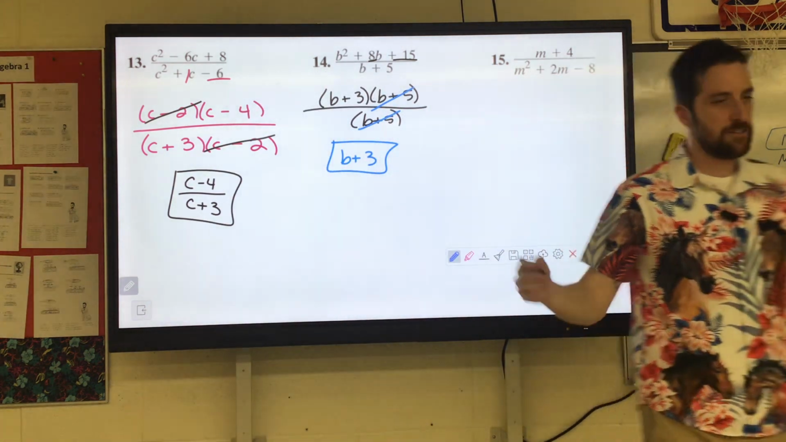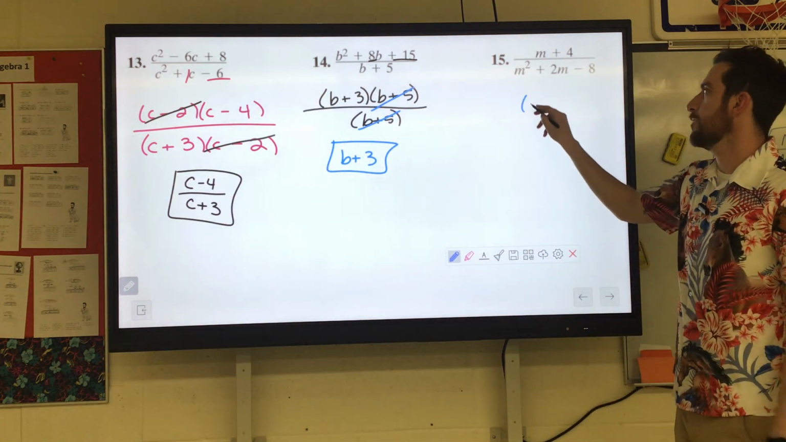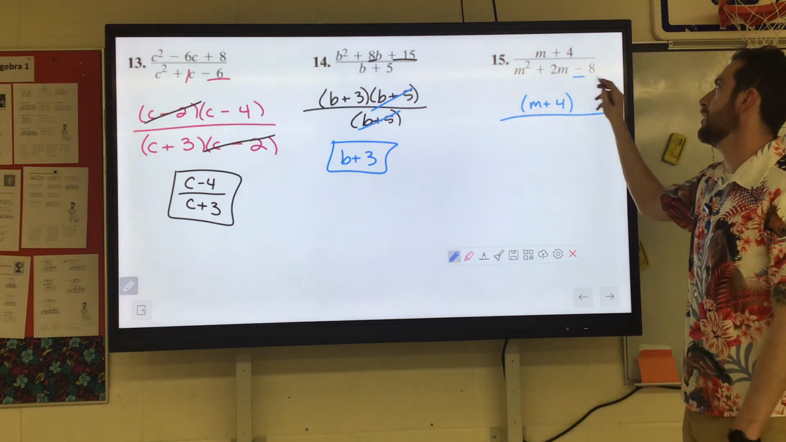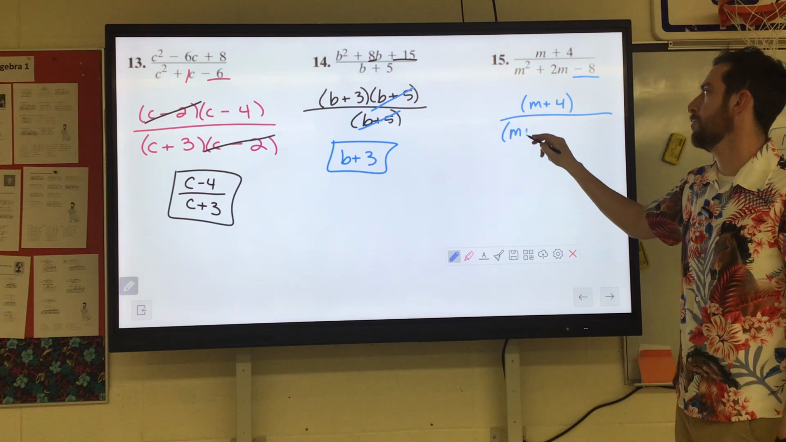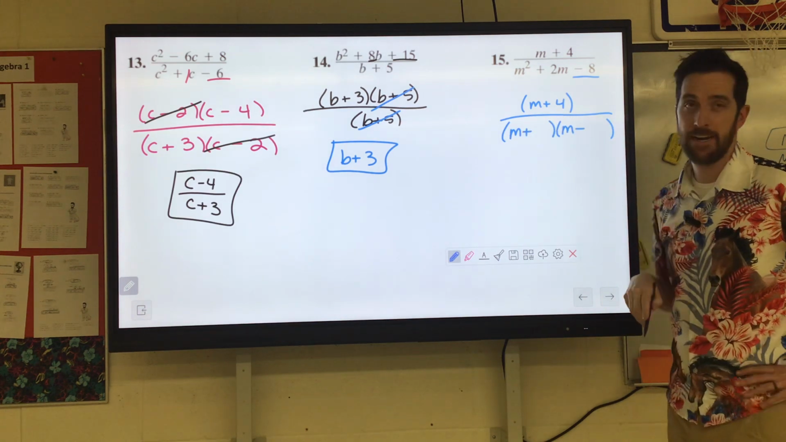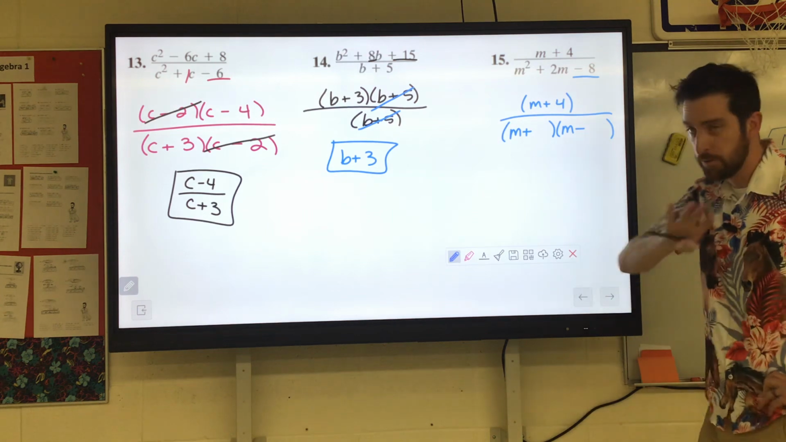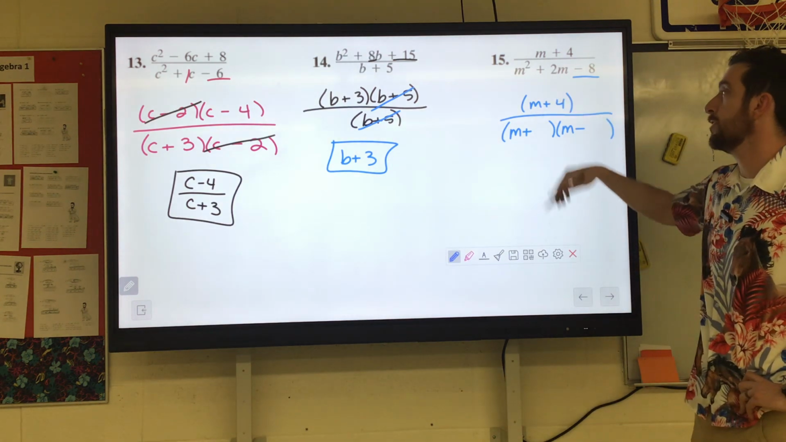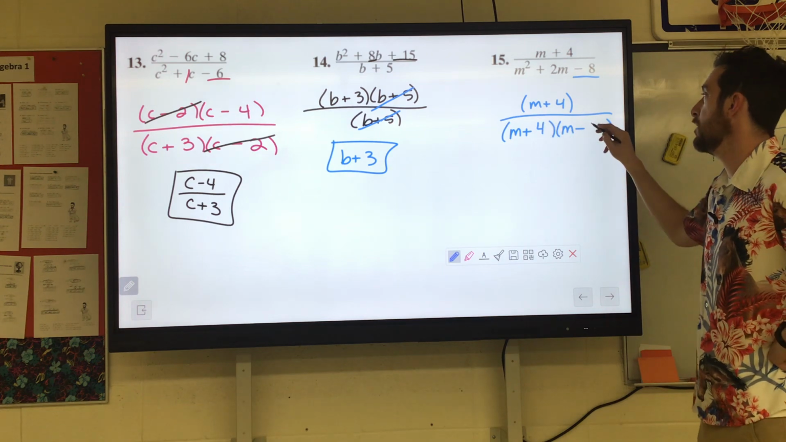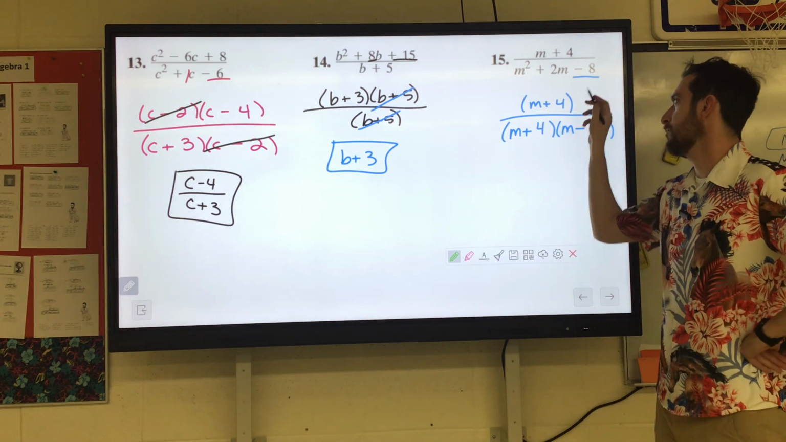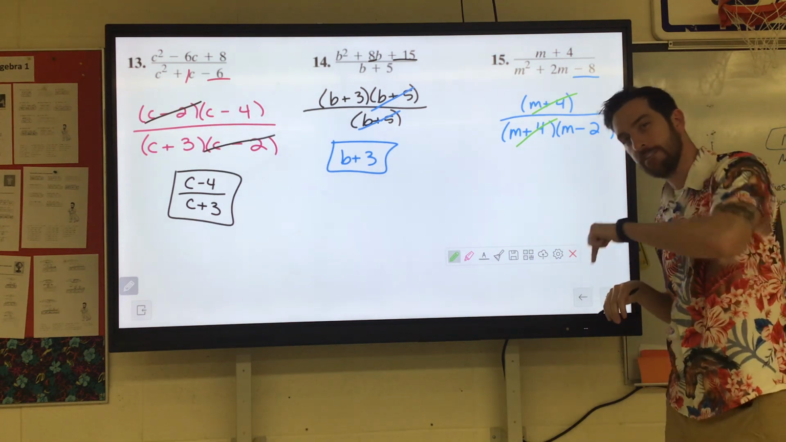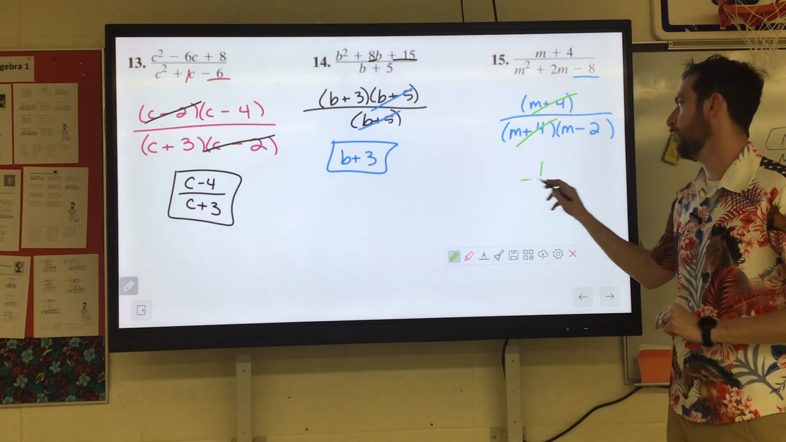15, m plus 4 in the numerator. You can't do anything with that. No common factors except for 1. Denominator ends in minus. I know it's a plus and a minus. I would predict that I'm going to have m plus 4 down there, but what do I know? Factors of 8 that are 2 apart. Oh, 4 and 2. M plus 4, m minus 2. Get rid of the m plus 4s. Now the m minus 2 is all that's left, but it's in the denominator, so make sure you put a 1 up top.